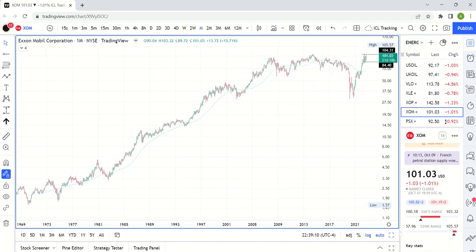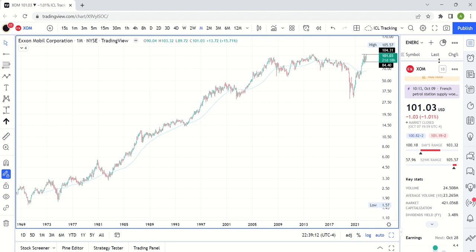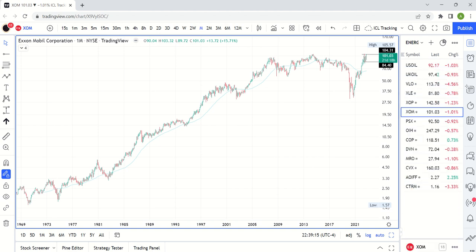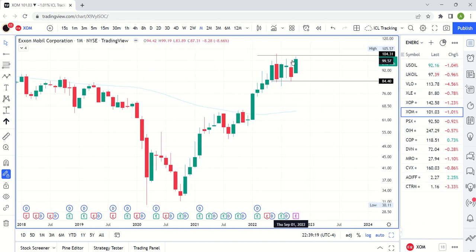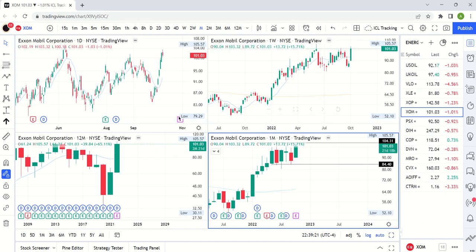So let's see, what's the market cap on this thing right now? 421 billion, and that has a 3.4% dividend yield. I mean, this thing is making higher highs. Let's see, what does it look like on the lower time frames?